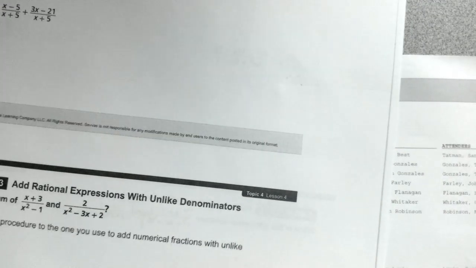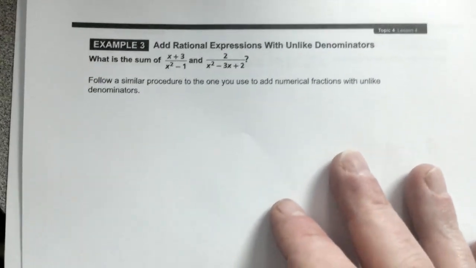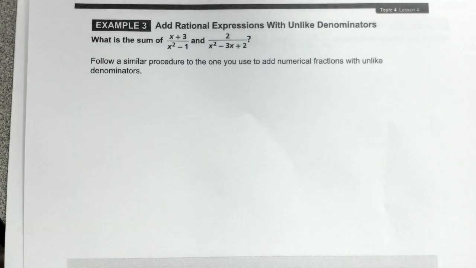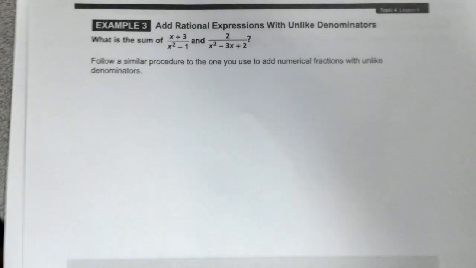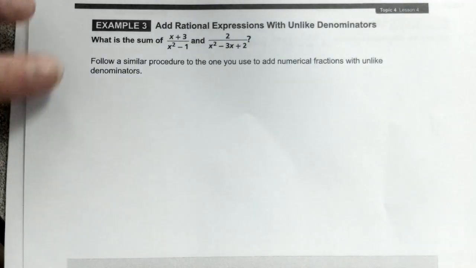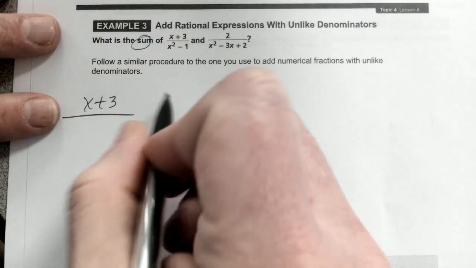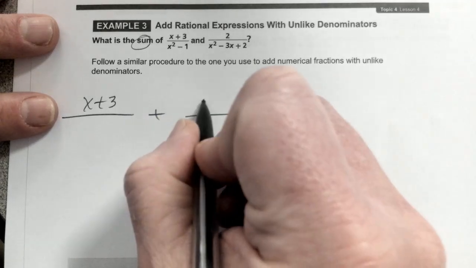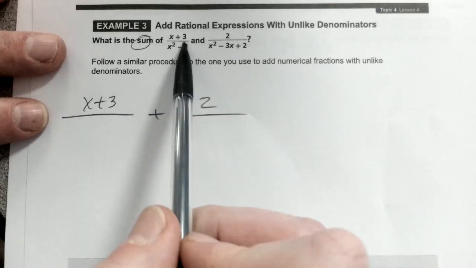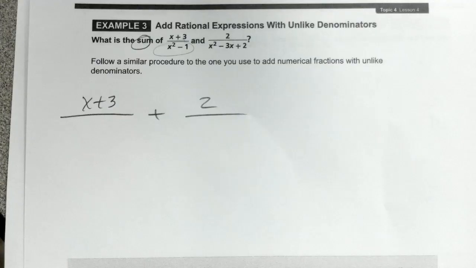So we're on example 3. Add rational expressions with unlike denominators. Right. We want to start with factoring. So sum, that's addition. We have x plus 3 over plus 2 over. Now, I want to start with my factors. What are the factors of x squared minus 1?